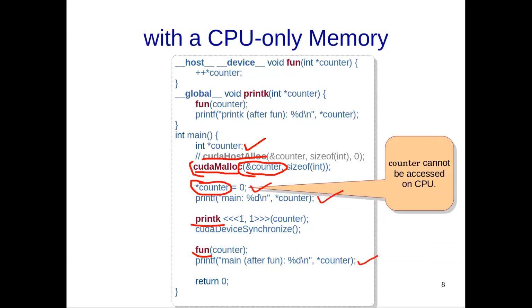Printing the address stored in counter is possible on the CPU, right? Yes, that is possible. So you can write printf %d counter. That is okay. So you will get the virtual address of that cudaMalloc memory from the GPU. Correct. Okay.